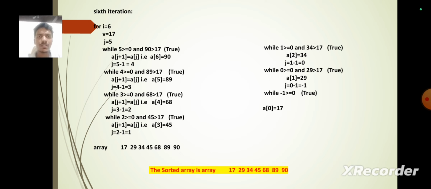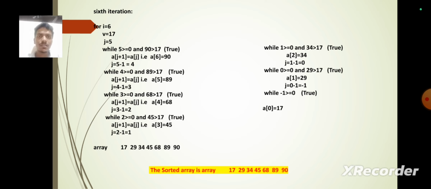If the statement is true, a of j plus 1 equals a of j. j equals 4 minus 1 equals 3, while j is greater than or equal to 0 and 68 is greater than 17. The statement is true, a of j plus 1 equals a of j. j equals 3 minus 1 equals 2, while 2 is greater than or equal to 0 and 45 is greater than 17.